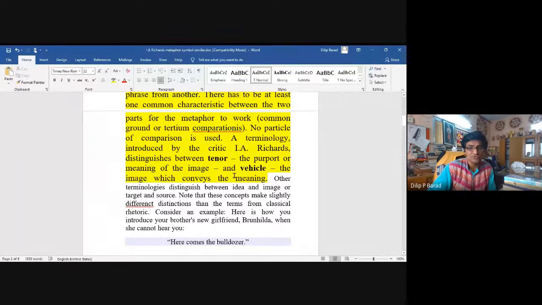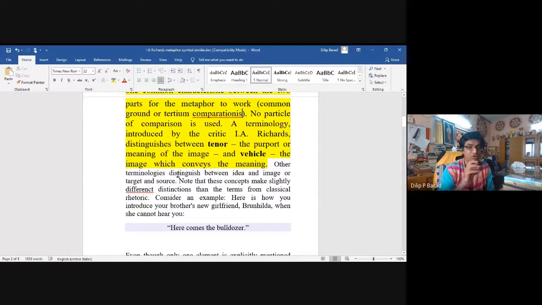A terminology introduced by the critic I.A. Richards distinguishes between tenor, that is purport. Purport means significance or importance, P-U-R-P-O-R-T, or meaning of the image, and vehicle, the image which conveys the meaning.